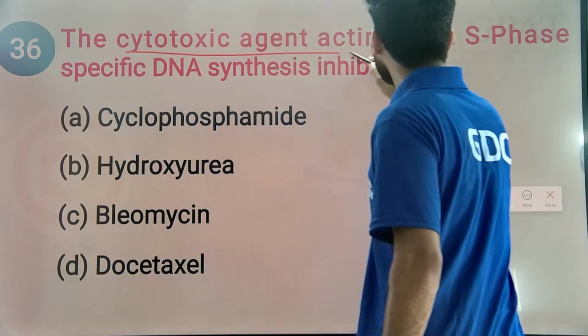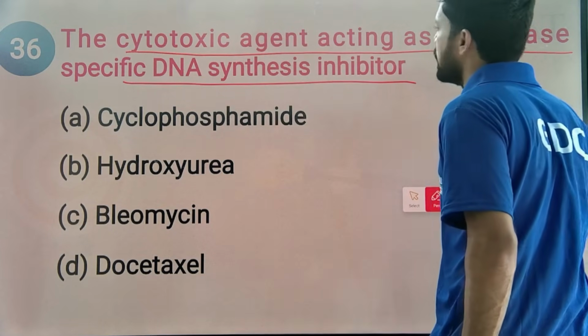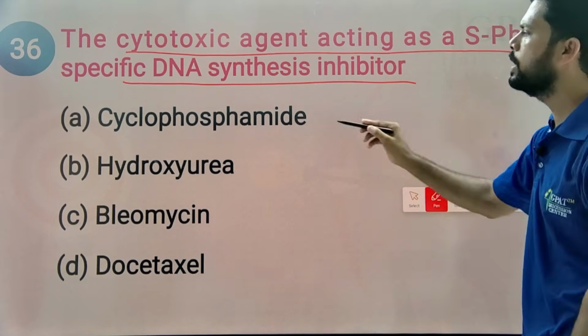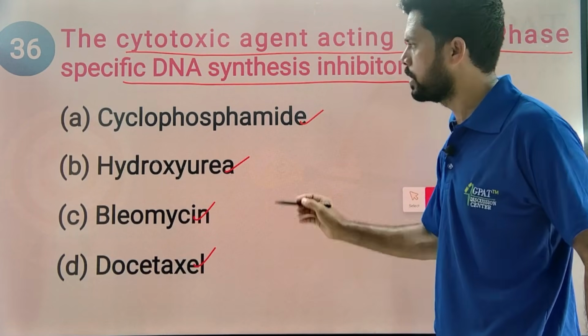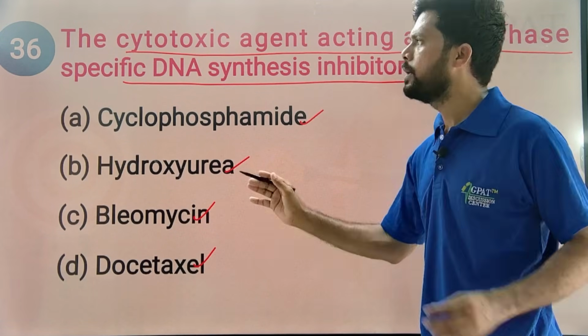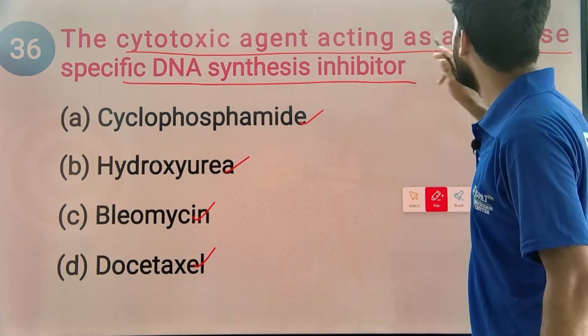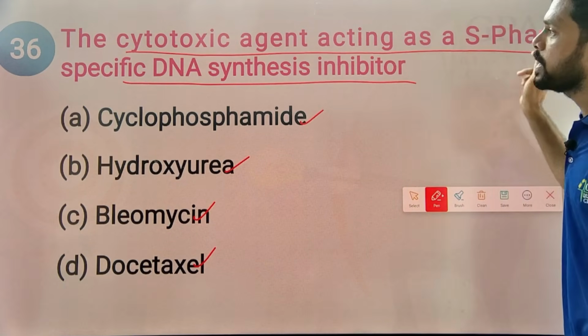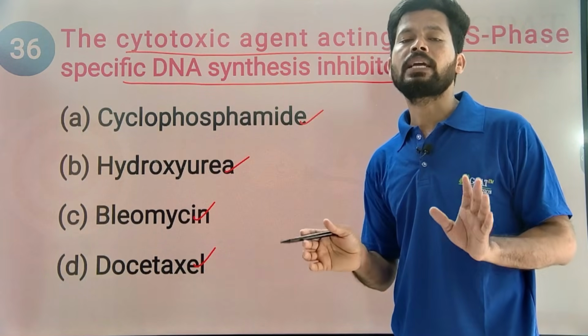The cytotoxic agent acting as an S-phase specific DNA synthesis inhibitor. So మీ ఆన్సర్ ఏంటి చూడండి. So cyclophosphamide, hydroxyurea, bleomycin, docetaxel, all these are anti-cancer drugs. But ఈ anti-cancer drugs, yes, they are cytotoxic, they kill the cancer cells, they act on S phase of the cancer cells and specifically inhibit DNA synthesis in the cancer cells.